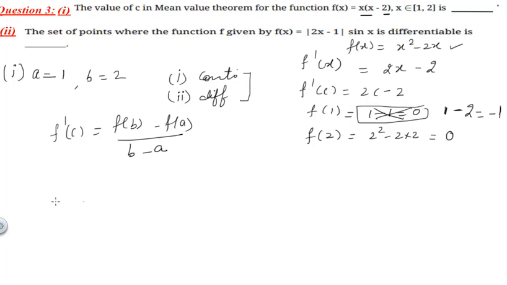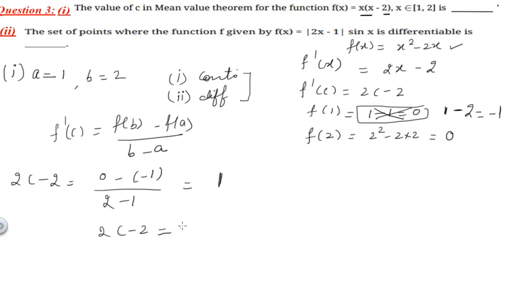We have got f dash c. Let us put it here. f dash c is 2c minus 2. f of b, you know, f of 2, is 0, minus f of a, which is minus 1, divided by b minus a, that means 2 minus 1. So we actually have it is equal to 1.